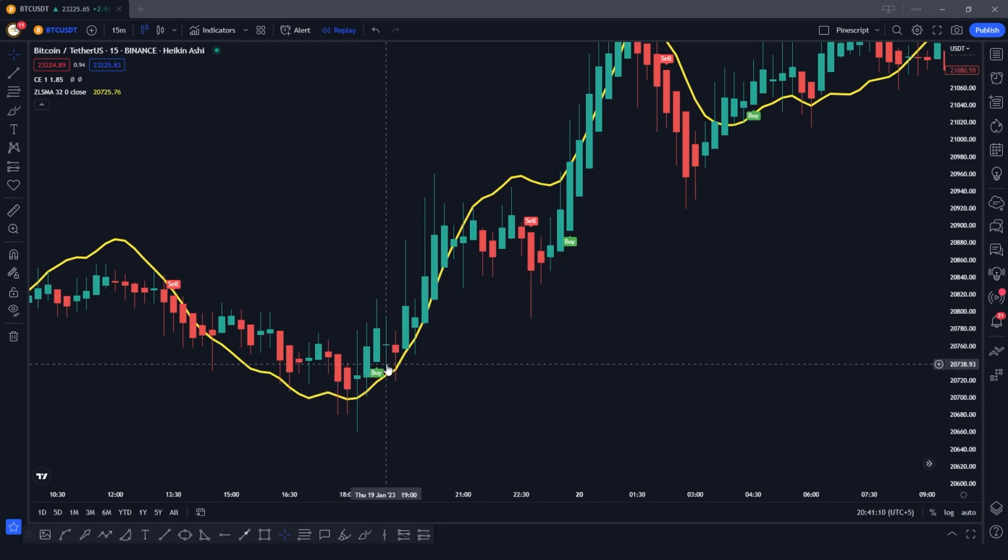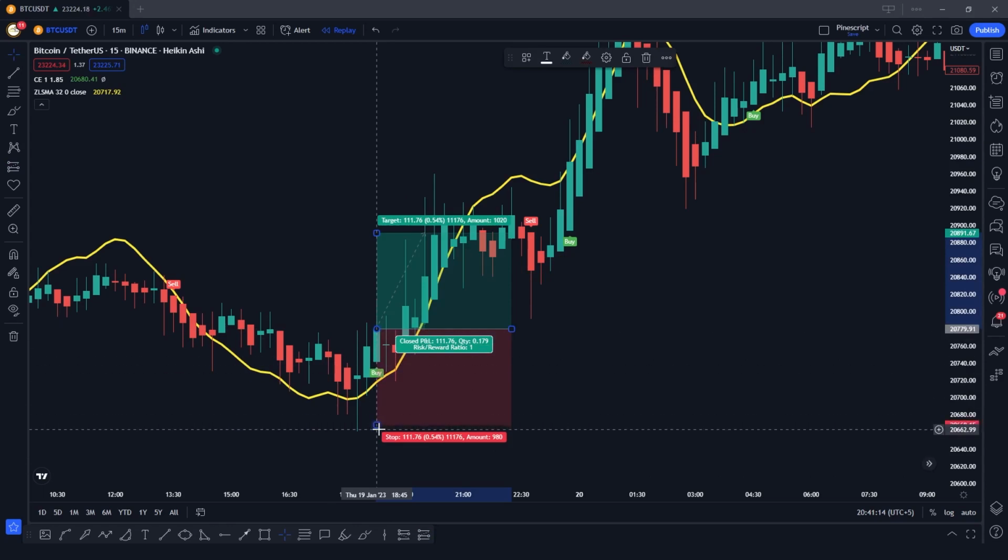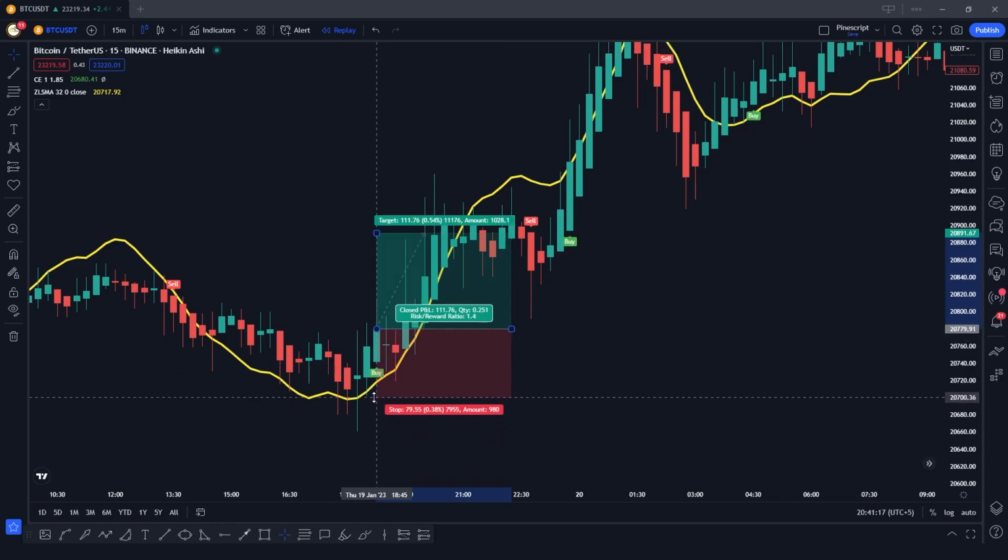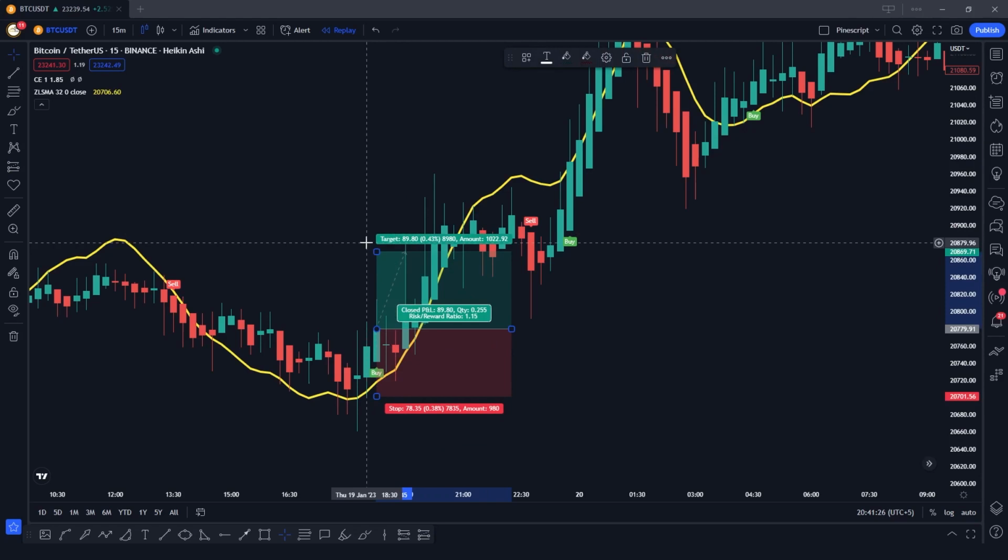So let's go ahead. In this case here, both these conditions are fulfilled, so we're going to take the long position at the close of this candle, and in order to put the stop loss, we're going to use the last candle's lower low, and our take profit is going to be the first candle that appears below this ZLSMA line.